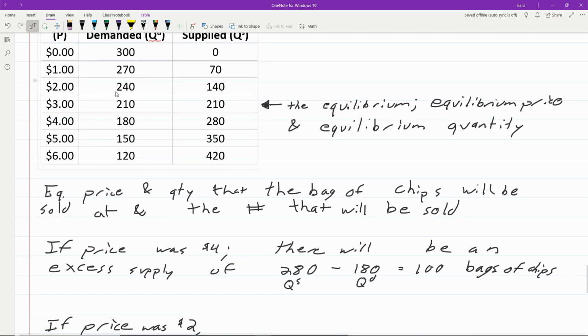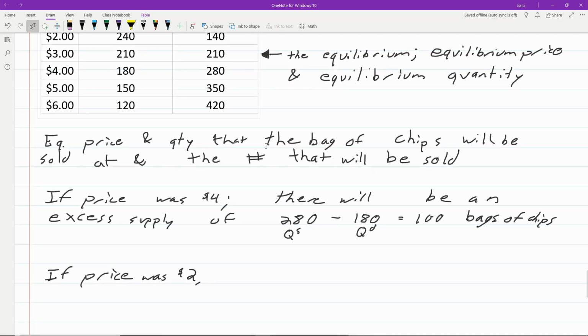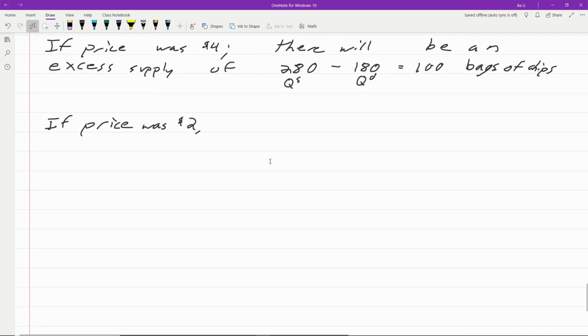So even though customers want to buy 240, because there are only 140 bags of chips to be sold in the first place, that means that there are only 140 sales. So this case is what is called excess demand.